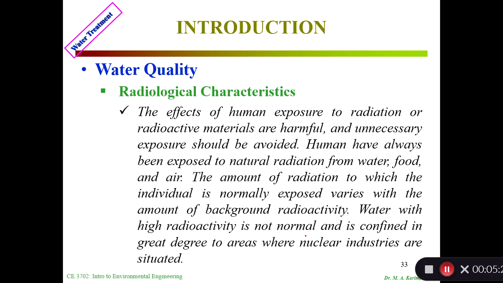Radiological characteristics. The effects of human exposure to radiation or radioactive materials are very harmful. Radiation is the emission of high-strength gamma rays that can destroy the human nervous system and cause harm. Humans have always been exposed to natural radiation from water, food, and air. The amount of radiation to which an individual is normally exposed varies with the background radioactivity, from normal to very high. So water with high radioactivity is not normal and is confined in great degree to areas where nuclear industries are situated.